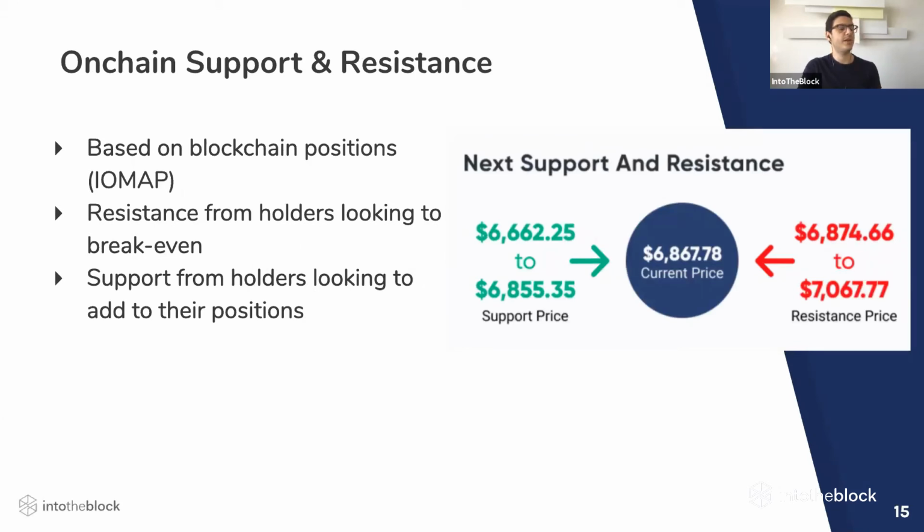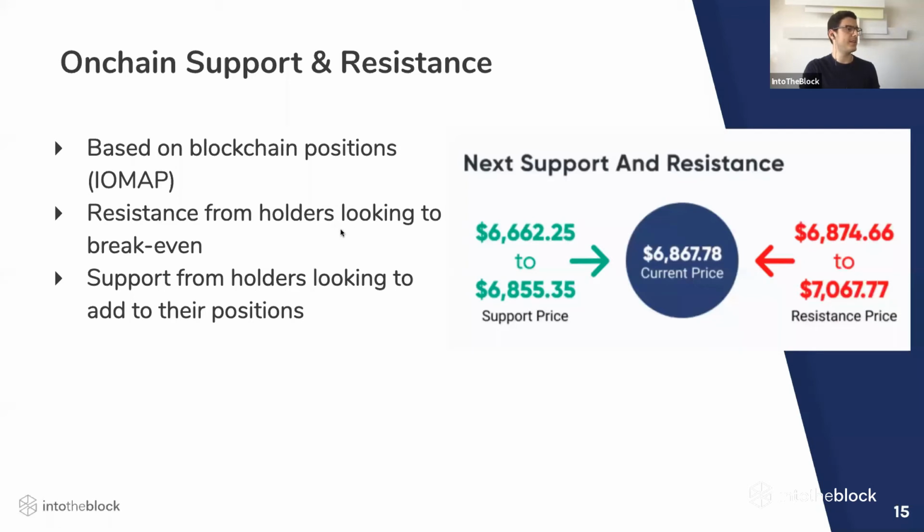Another area that we've been working on in our platform, and we will be shipping in our portfolio analytics, is onchain support and resistance. Based on our in and out of the money around price indicator, we've been able to determine key clusters of support and resistance, so buying and selling areas based on the positions on chain. Of course, this chart is a bit outdated, as you can imagine from the prices.